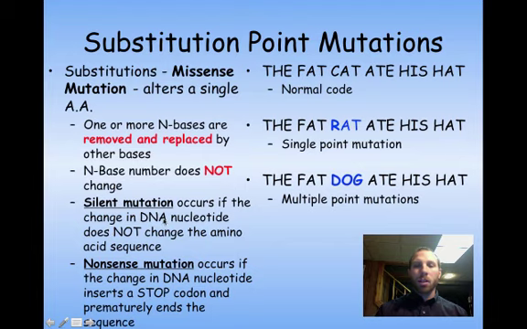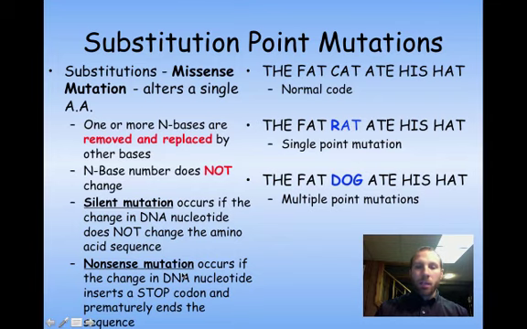A silent mutation occurs if the change in the DNA nucleotide does not change the amino acid sequence, meaning an A gets changed to a T, but the amino acid stays the same. As we learned about with our genetic code, there are multiple codons that code for the same amino acid. For example, the stop codons UGA and UAA both mean stop. So if you replace the G with the A, it doesn't change the overall effect of that codon. It still produces a stop codon.